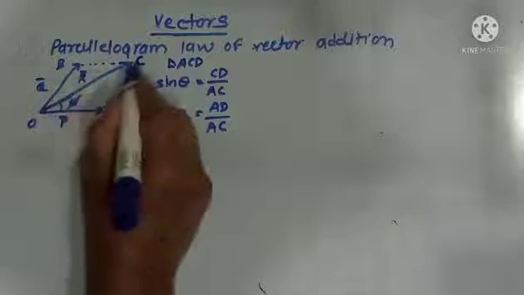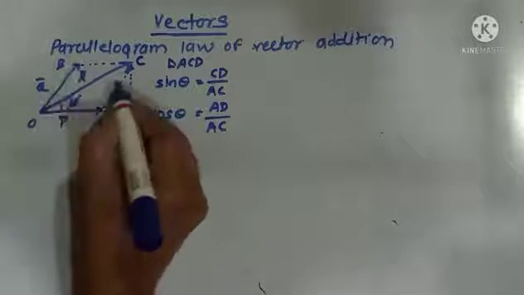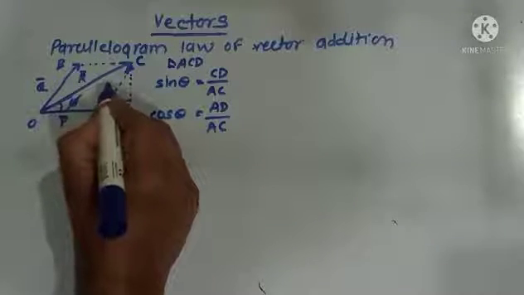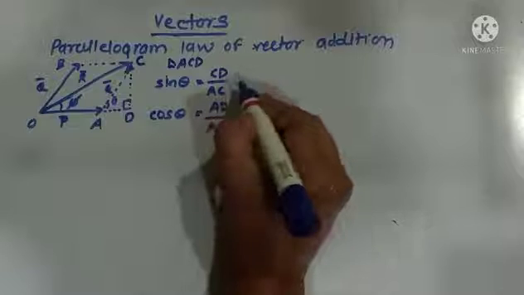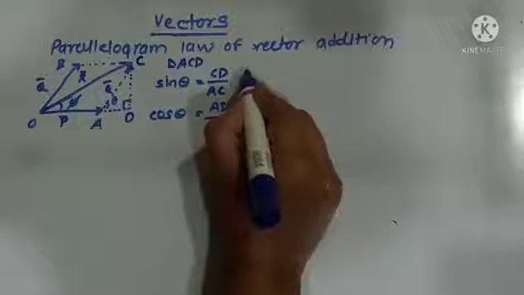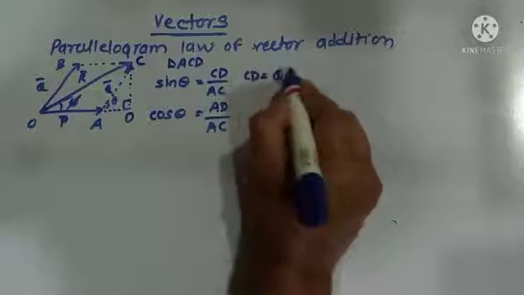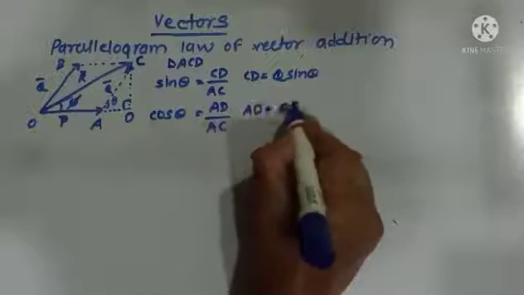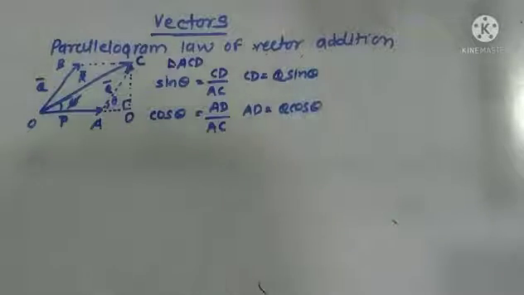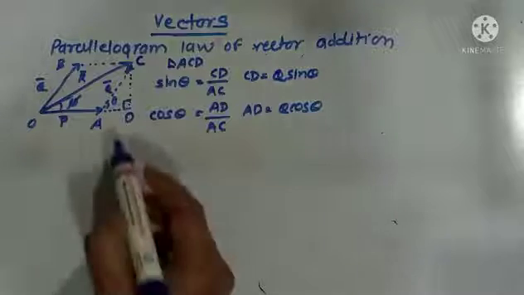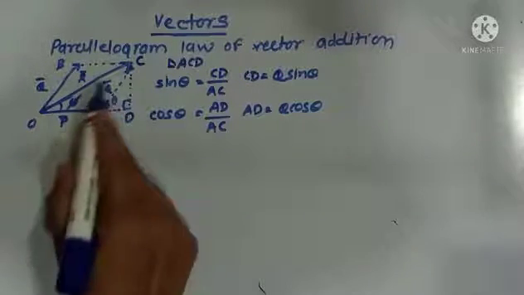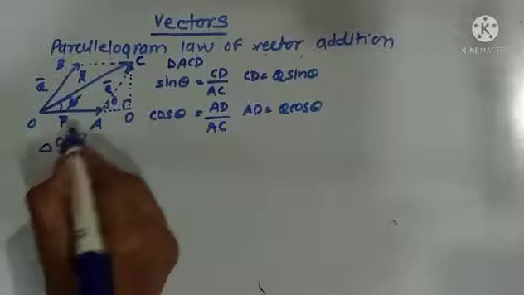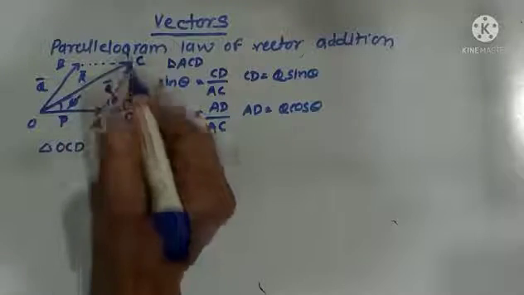We know that AC and vector OB are equal, as these are the opposite sides of the parallelogram. This will also be vector Q. So I can write that CD is equal to Q sine theta, and AD is equal to Q cos theta. Now you can see that here in the triangle OCD, I am considering this bigger triangle.